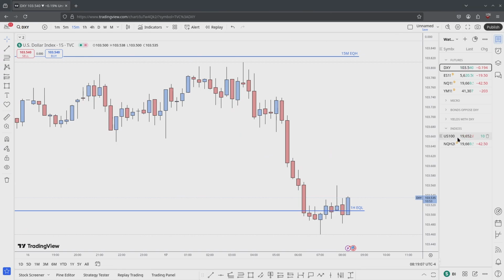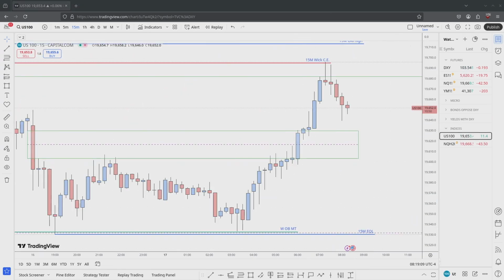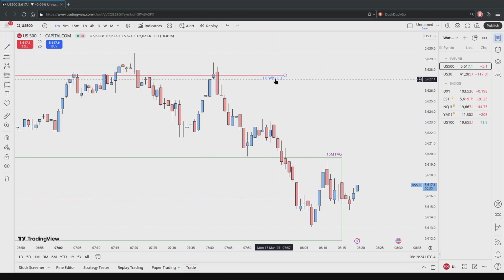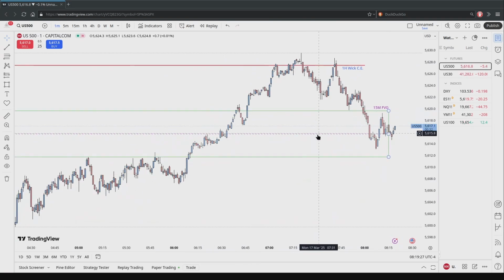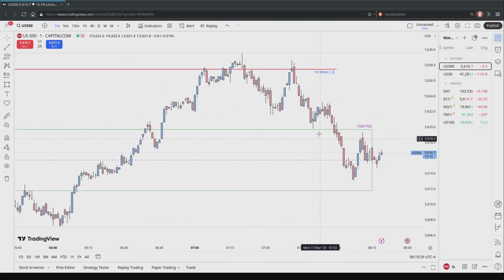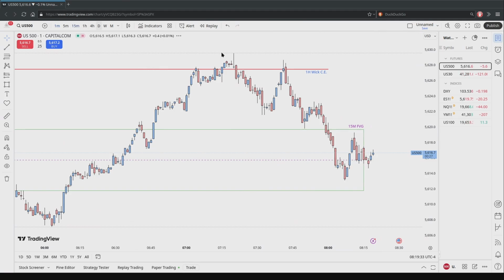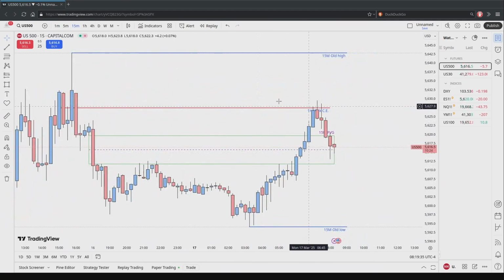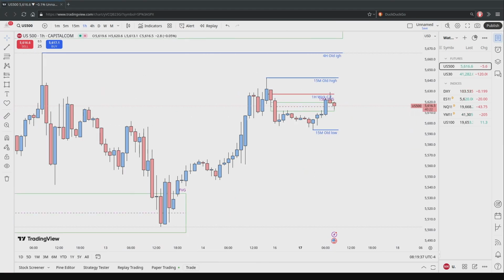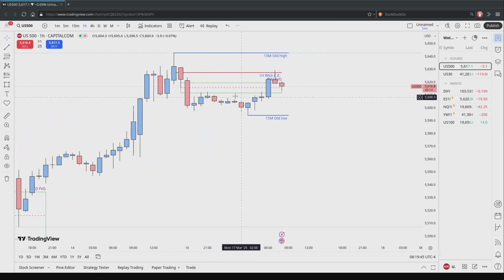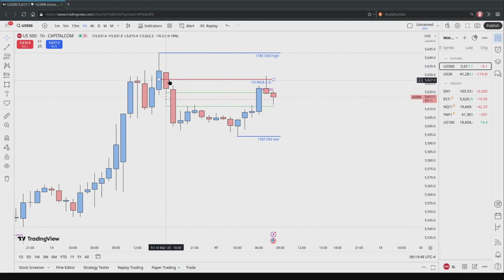And if we look at the, let's pull up, okay, there we go. US 500. Let me quickly pull this up here. There we go, US 500. Okay, 15-minute, we traded into this 1 hour, traded into this 1 hour wick consequent, well, not a 1 hour wick, 1 hour order block mean threshold.